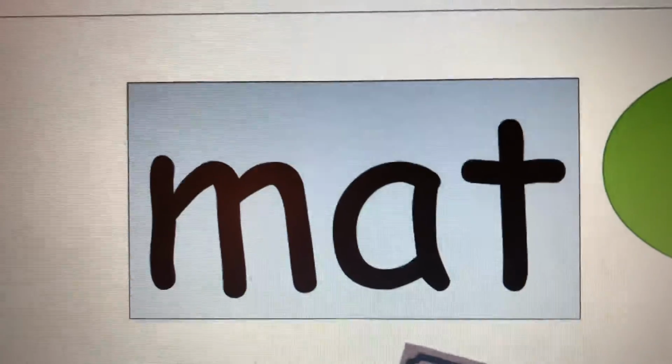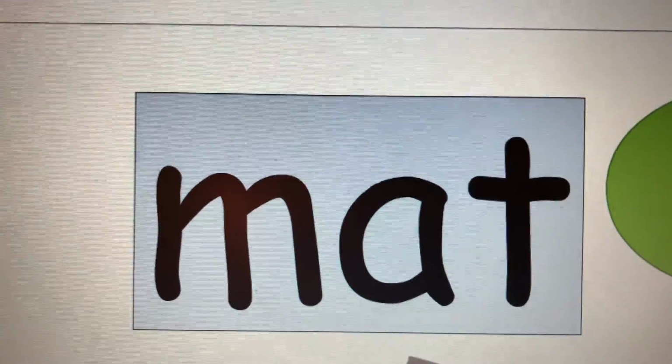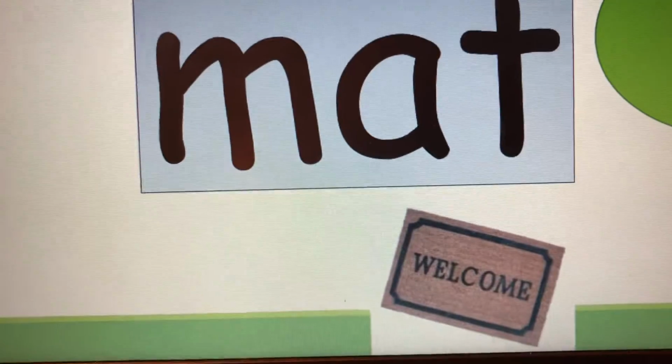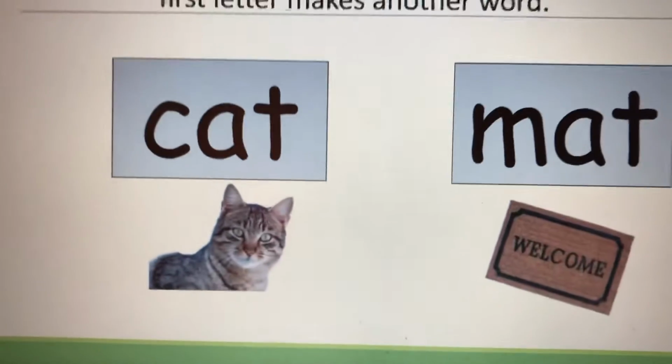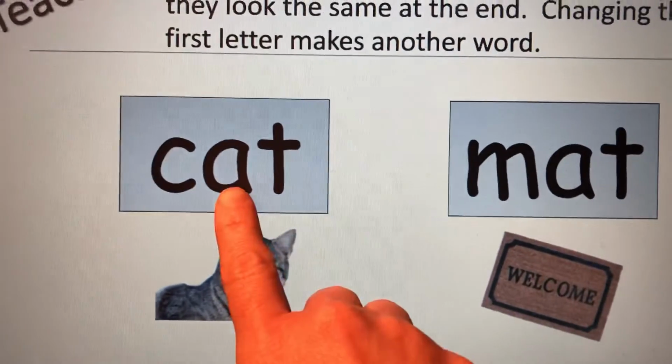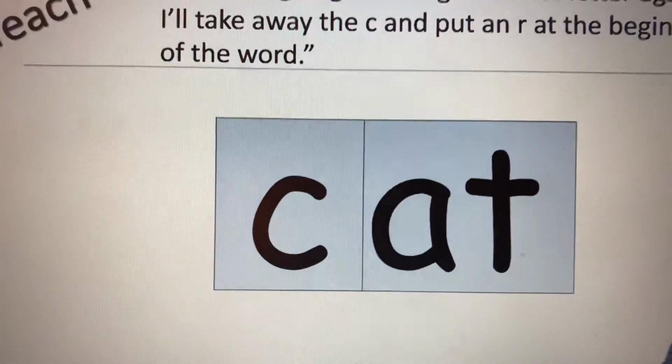So you went from cat to mat by changing the k to m. There's a picture of a mat like a welcome mat might be beside your front door. Cat and mat, they have the same ending, A-T. They sound the same at the end.